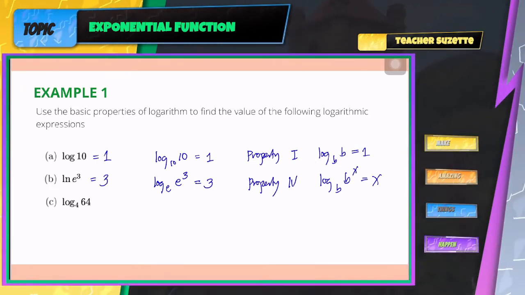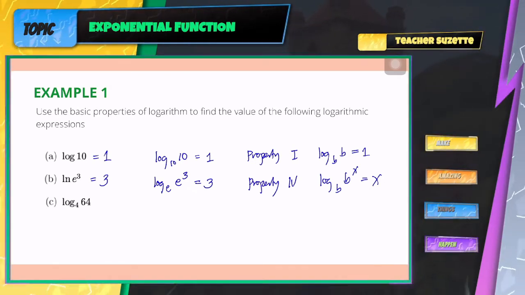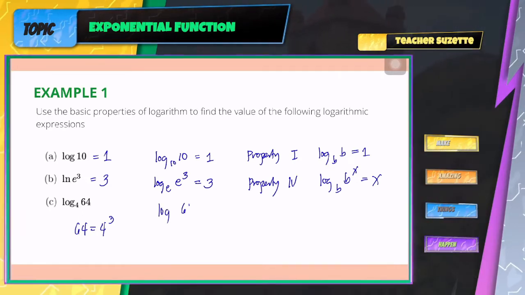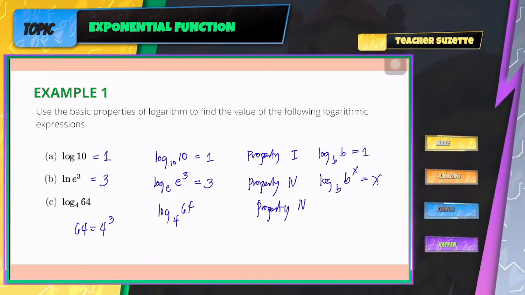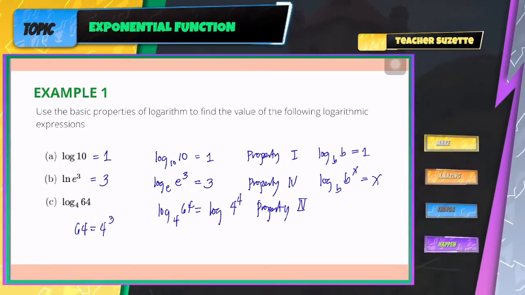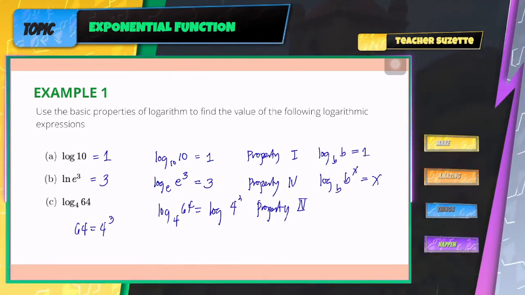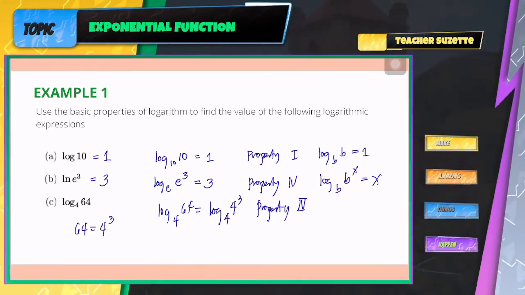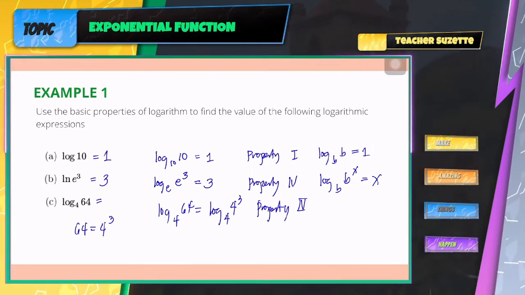Next, let's have letter C, the logarithm of 64 base 4. 64, as we all know, can be written as 4 raised to 3. So, to solve this one, using our property number 4 again, we can rewrite the logarithm of 64 as the logarithm of 4 raised to 3, base 4. So, obviously, our answer now is equal to 3.